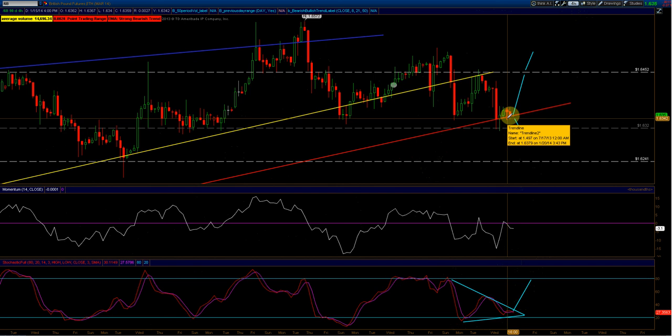Keep an eye on those as well in case the setups, those are going to help dictate the direction of the pound. So keep an eye on that.